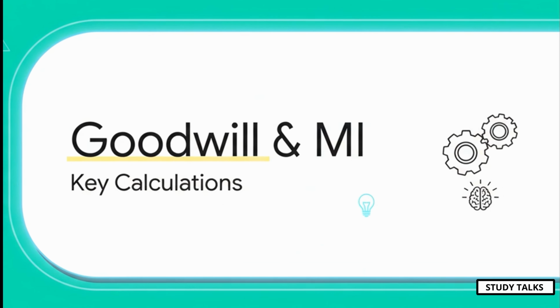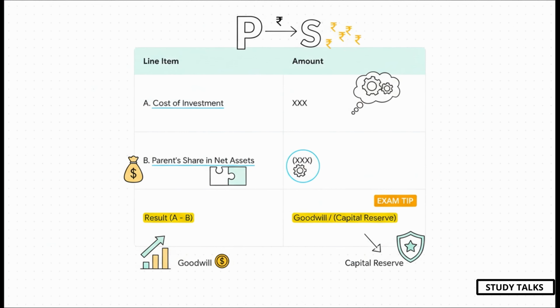Okay, Section 3. Now we're getting into the real heavy hitters of the consolidated balance sheet. These are the two calculations that can literally make or break your score: goodwill and minority interest. Let's start with goodwill. The logic behind it is actually pretty simple when you think about it.